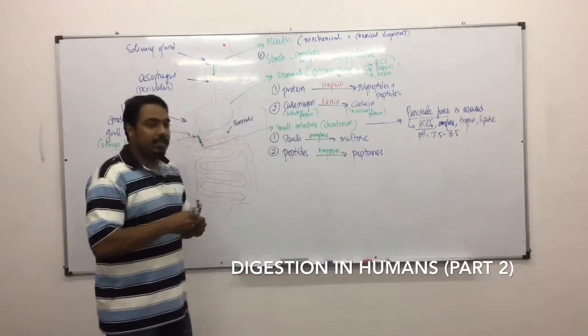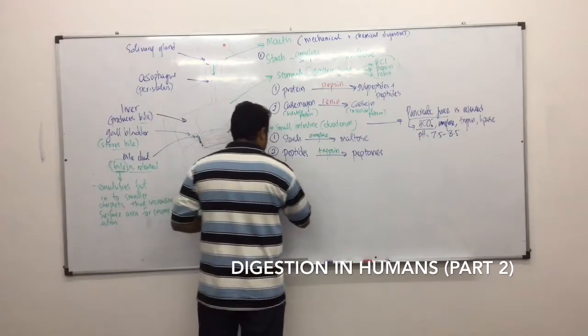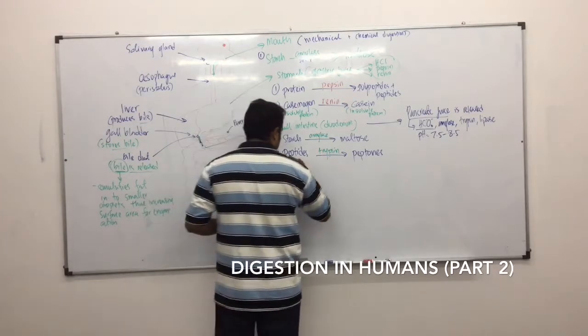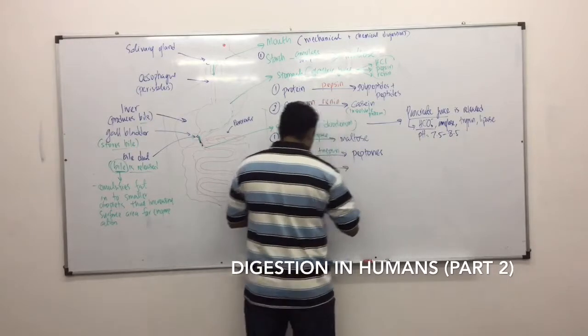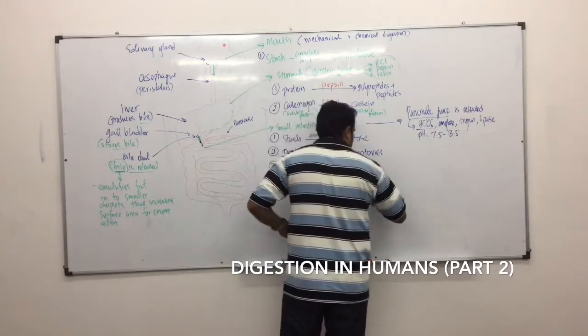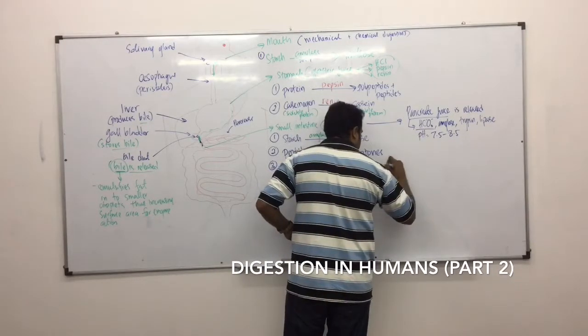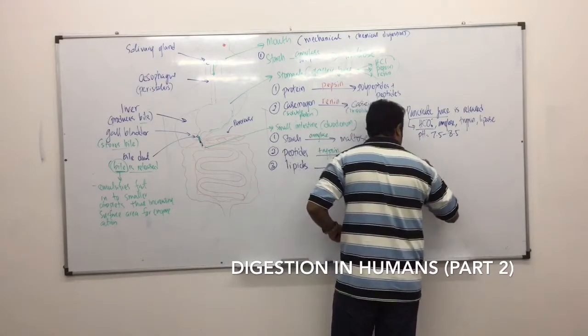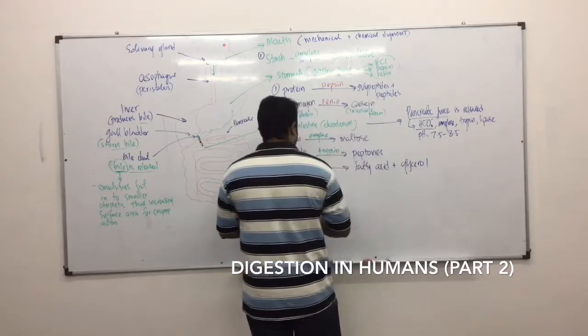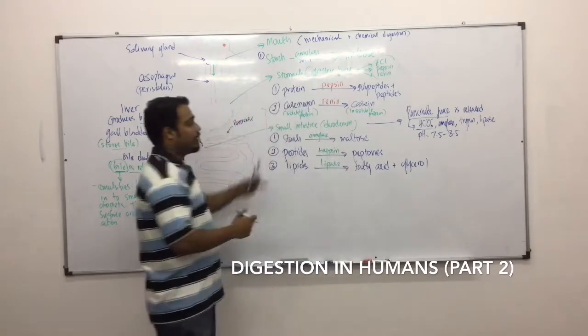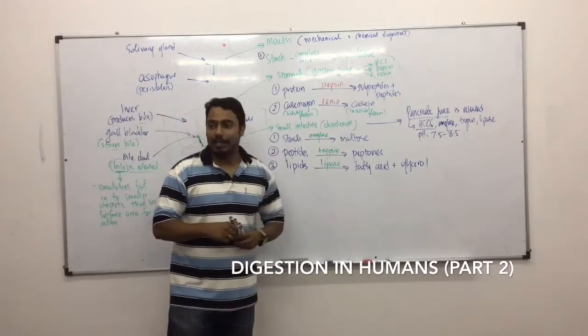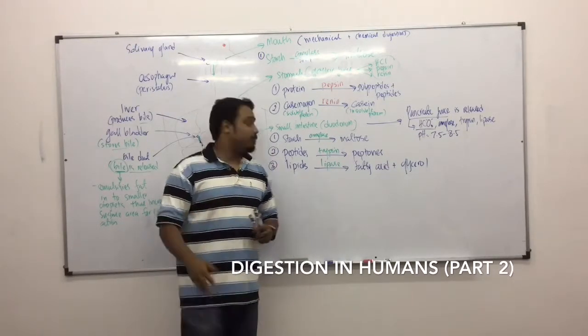Then comes the third one, which is lipase. So take a guess, what do you think it breaks down? Fats. Yes, lipids. When you break down lipids, you get fatty acids plus glycerol. So this will be lipase. Remember, they all need a mild alkaline pH to function at their optimum.